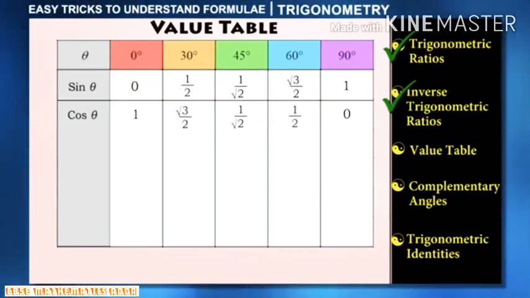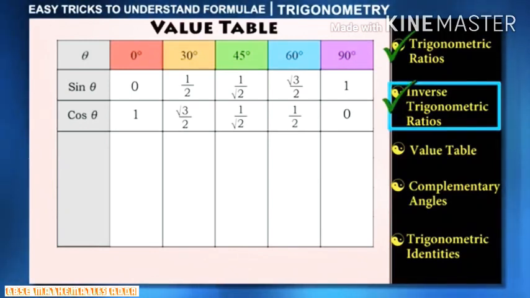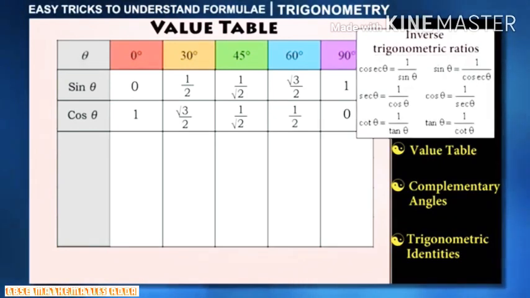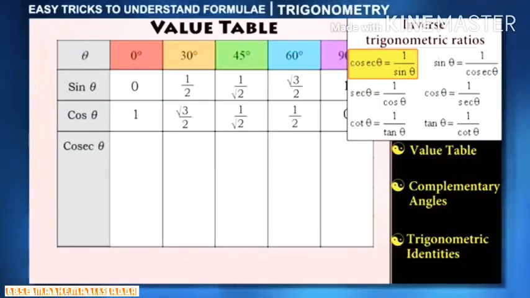And once we get the values for sine and cos, we use the concept of inverse trigonometric ratios to get the further values. As we know, sine is inverse of cosec and vice versa, so the value for cosec 0 will be equal to 1 upon sine 0, that is not defined. Cosec 30 will be equal to 1 upon sine 30, that is 2. And like this, you will get all the values for cosec too.